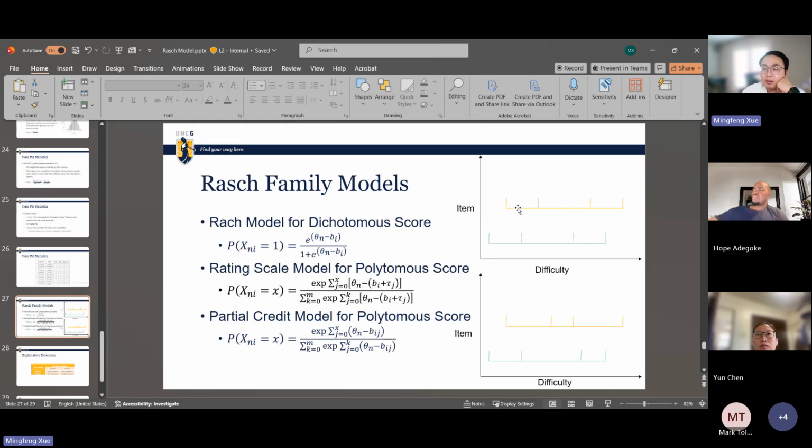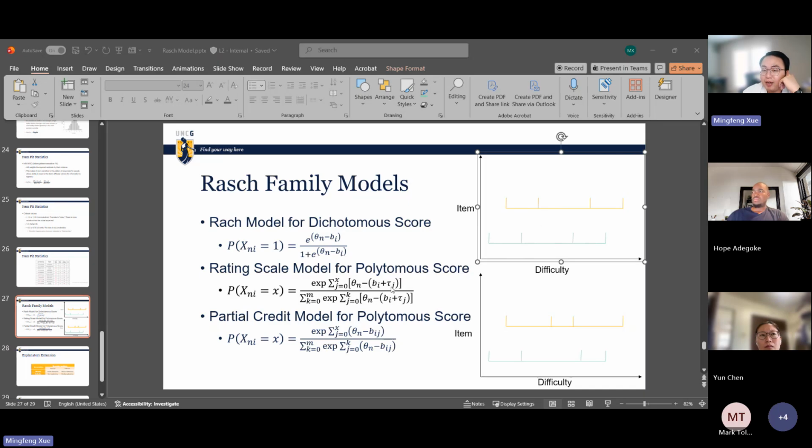And there are two items, the orange item and the blue item. What you can observe is that these two items only differ in terms of the mean location. The orange item is more difficult than the blue one. However, in terms of the step deviation, for example, we have 5 categories from strongly disagree to strongly agree. And the difference between strongly disagree and disagree is the same for the orange item as for the blue item. Likewise, you can see the second deviation is also the same across items.